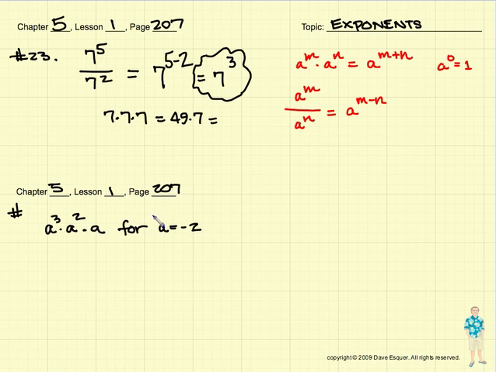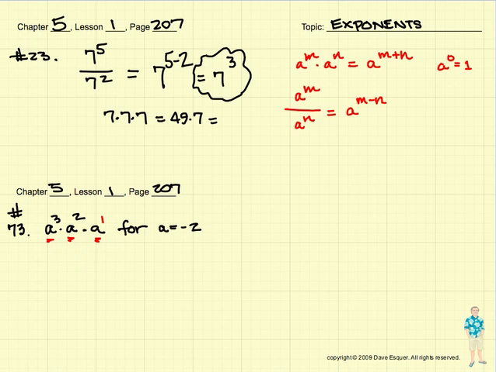Let's try Chapter 5, Lesson 1, page 207, number 73. Forgot to put that on here. And this one says, let's evaluate this expression. For a equal to -2, we have a to the 3rd power times a to the 2nd power, and I'm just going to make a little a to the 1st power here so that we know that we have exponents in all.